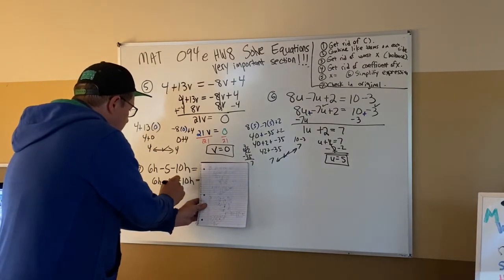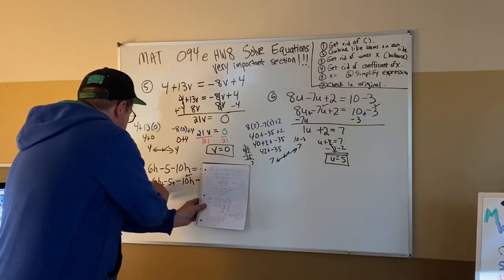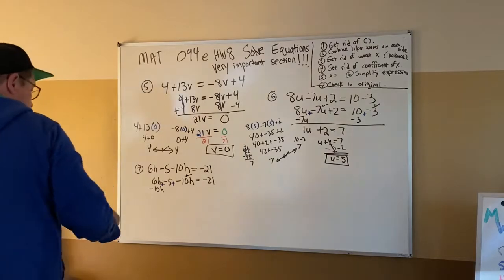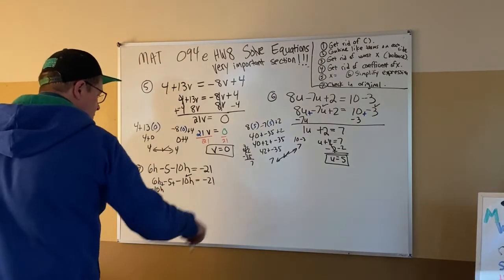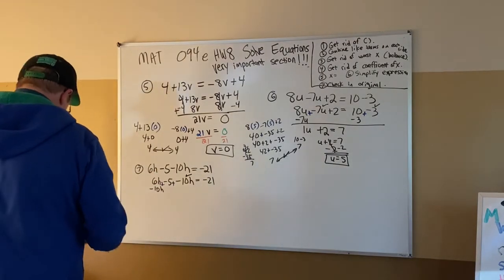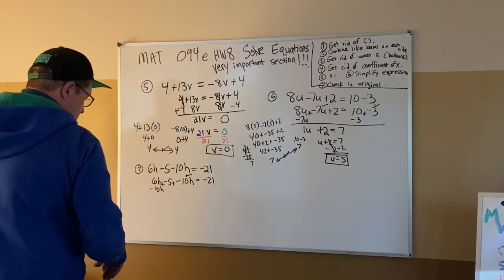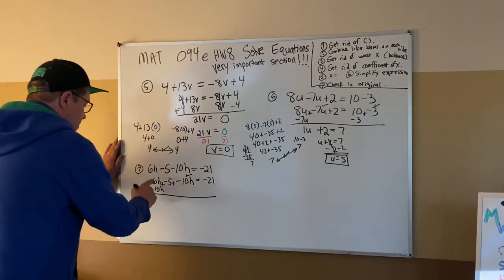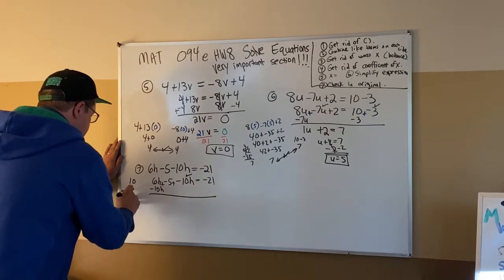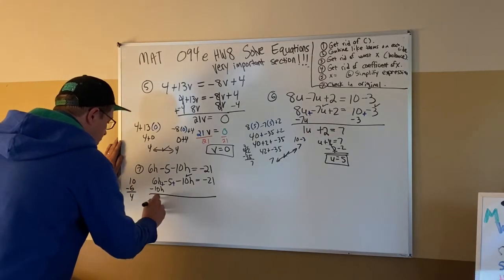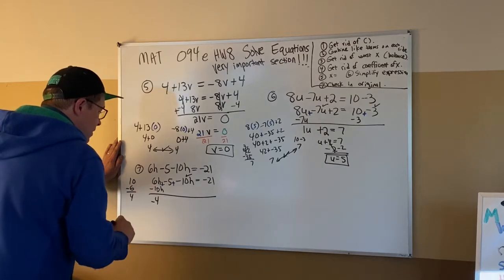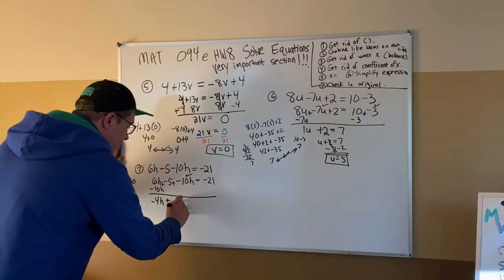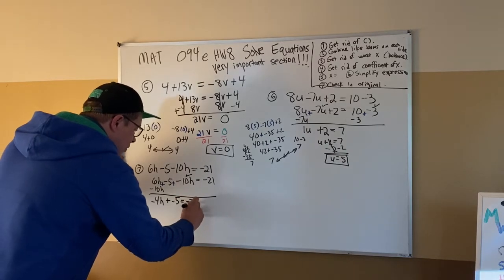6h plus negative 5 plus negative 10h. Bring the negative 10h under the 6h. And over here, all I have is one term, negative 21. So now I have 6h minus 10h. That's going to be 10 and 6 subtracting to get 4. Stronger on the negative, like the 10. H, keep the label, plus negative 5 equals negative 21.